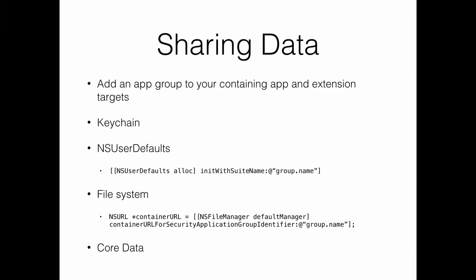Once you've done that, then you can actually share information between your extension and your containing app using keychain, using user defaults, using the file system. And because it's the file system, you can even throw your core data store out there.